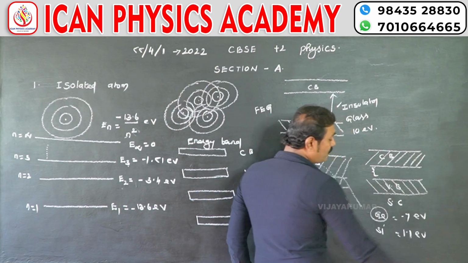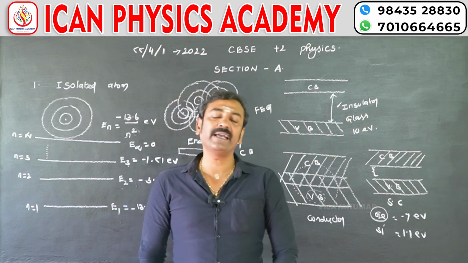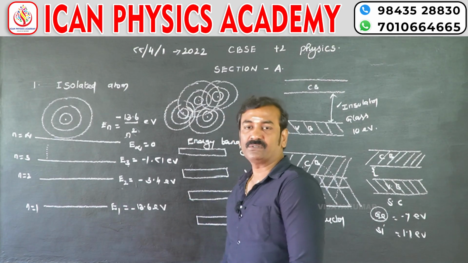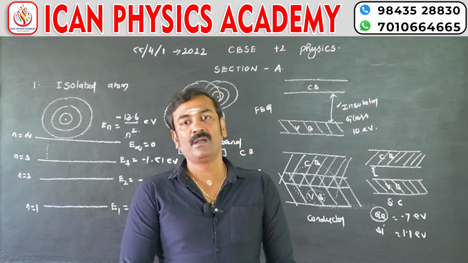1.1 electron volt is the forbidden energy gap for silicon. So, this is the first question. Do you have any doubts? No doubt.